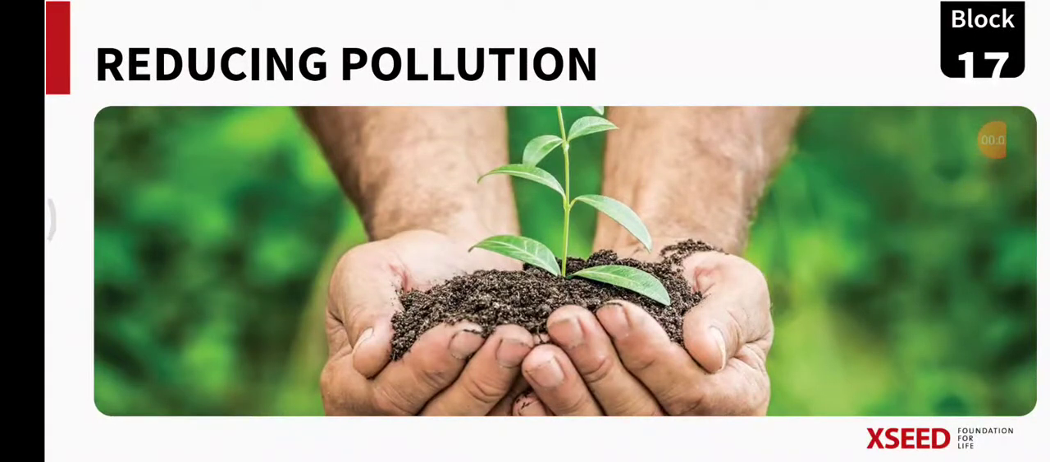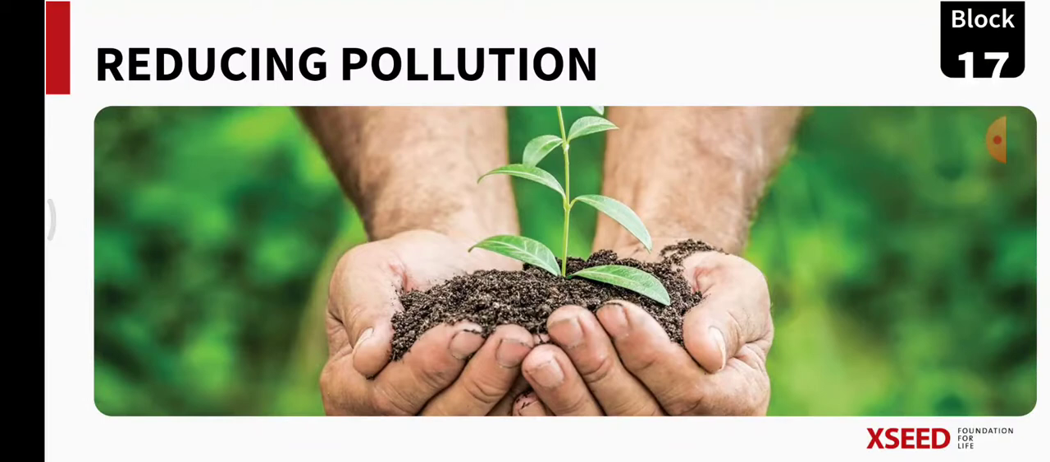Today we are going to do the last part of this block, the last lesson in 17th block. This is 17.4, reducing pollution. All through this block we learnt how the environment is getting polluted due to human activities. Today we will learn how we can reduce pollution. What can we do to reduce pollution, right?